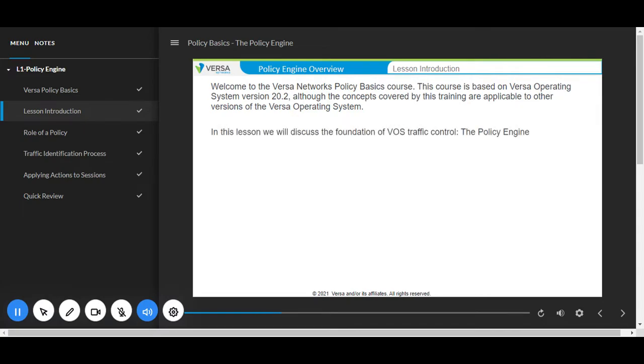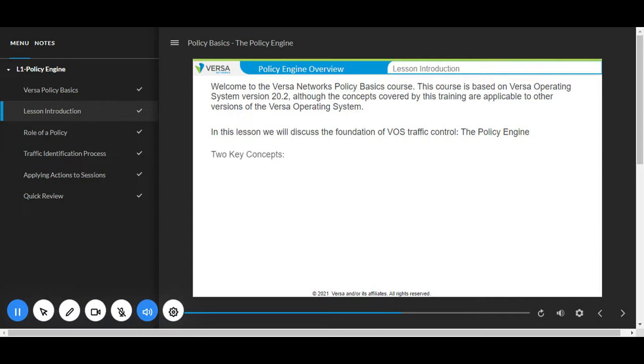In this lesson, we will discuss the foundation of the Versa operating system traffic control, the policy engine. The policy engine is the system used to identify traffic that will then have an action applied. The type of action that is available depends on what process is using the policy engine to identify traffic.